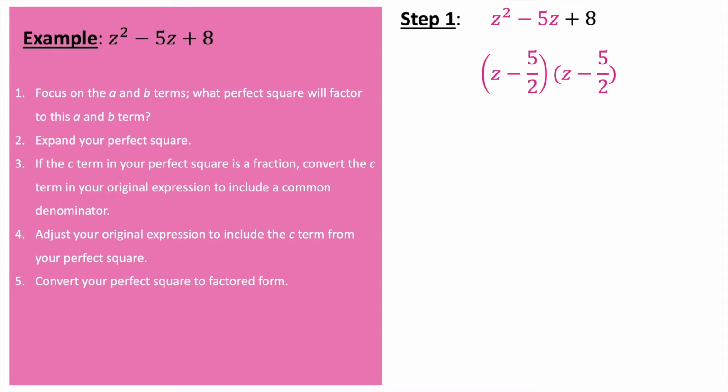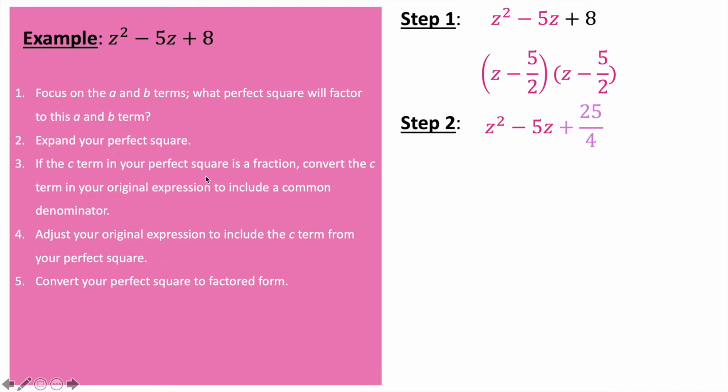Step 2 asks us to expand our perfect square. Again, I'm following these steps on the left. If I expand my perfect square, I end up with z squared minus 5z plus 25 over 4. I get 25 over 4 because negative 5 over 2 times negative 5 over 2, numerator times numerator, denominator times denominator, is 25 over 4.